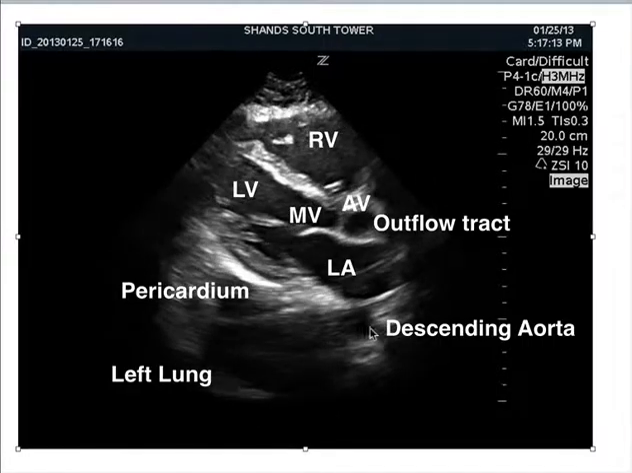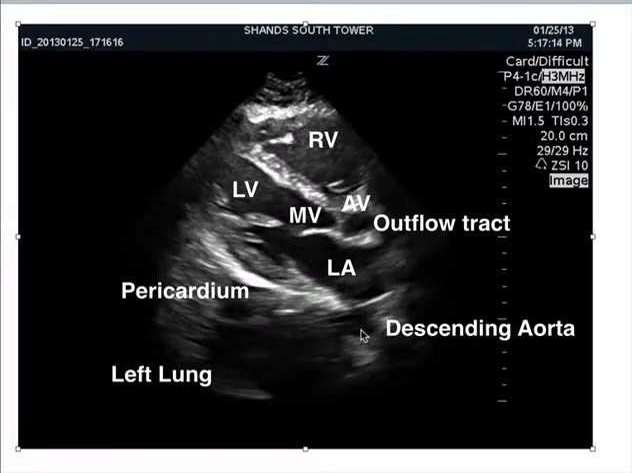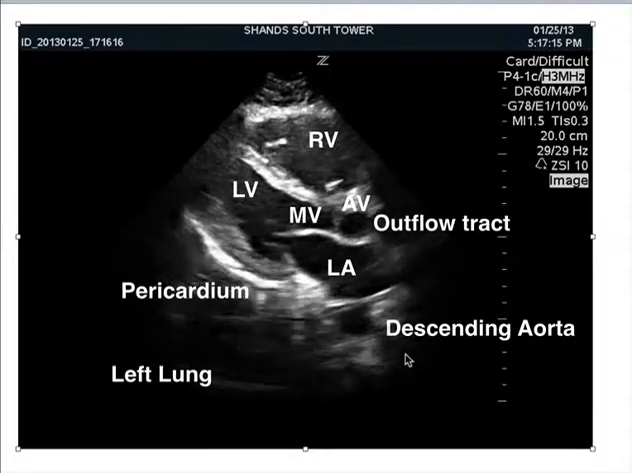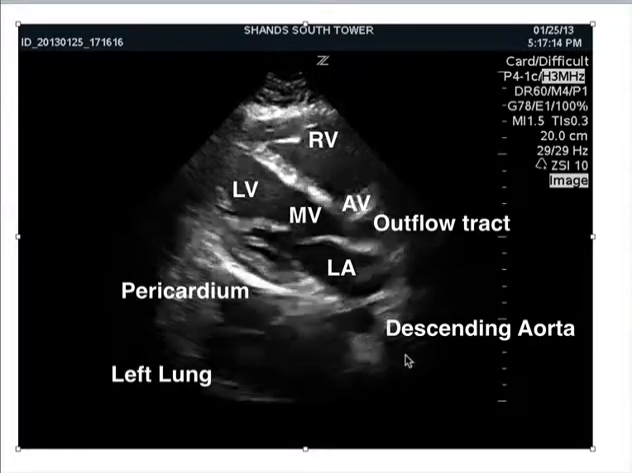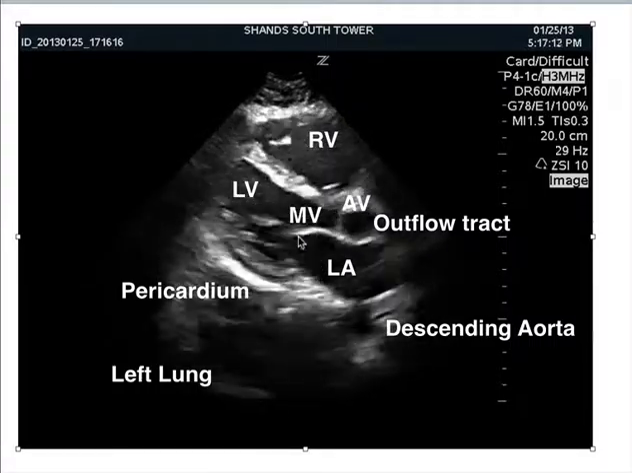And an important structure to identify for pericardial effusion evaluation is the descending aorta. It's very important you familiarize yourself with this so that when you have difficult patients, you have an idea of where things are, because they don't always look this nice.